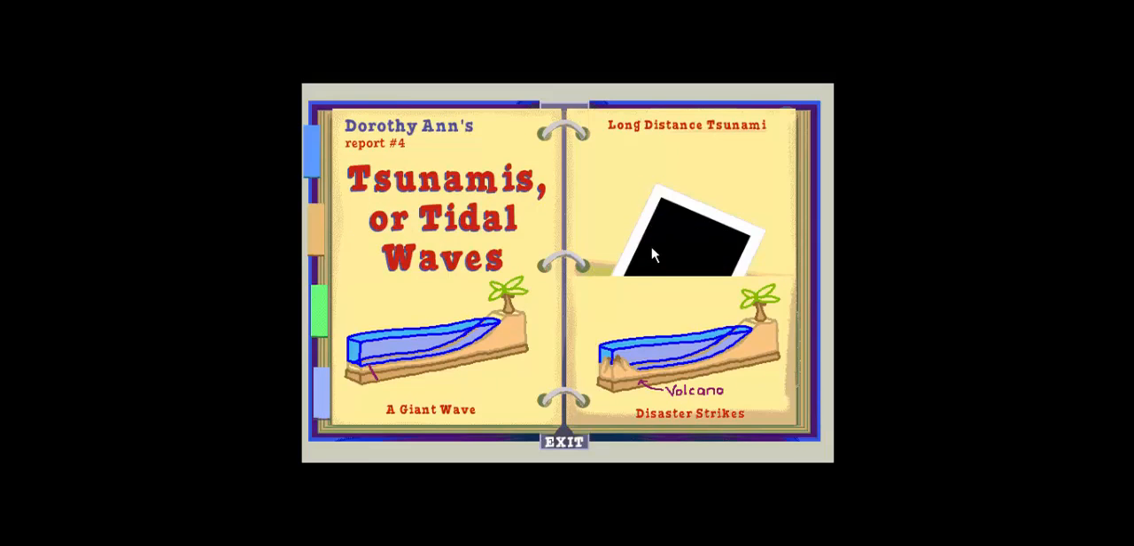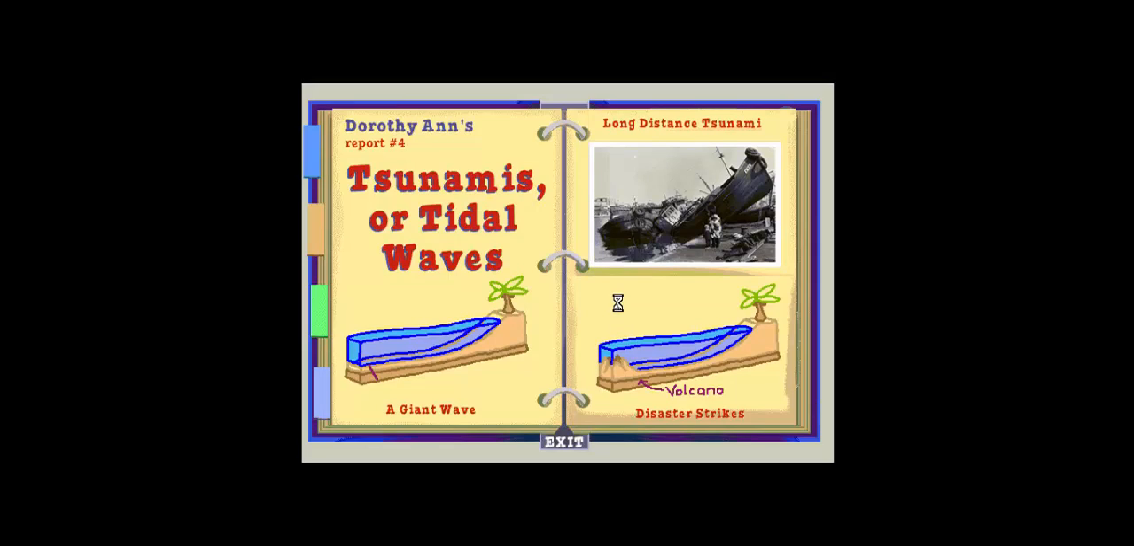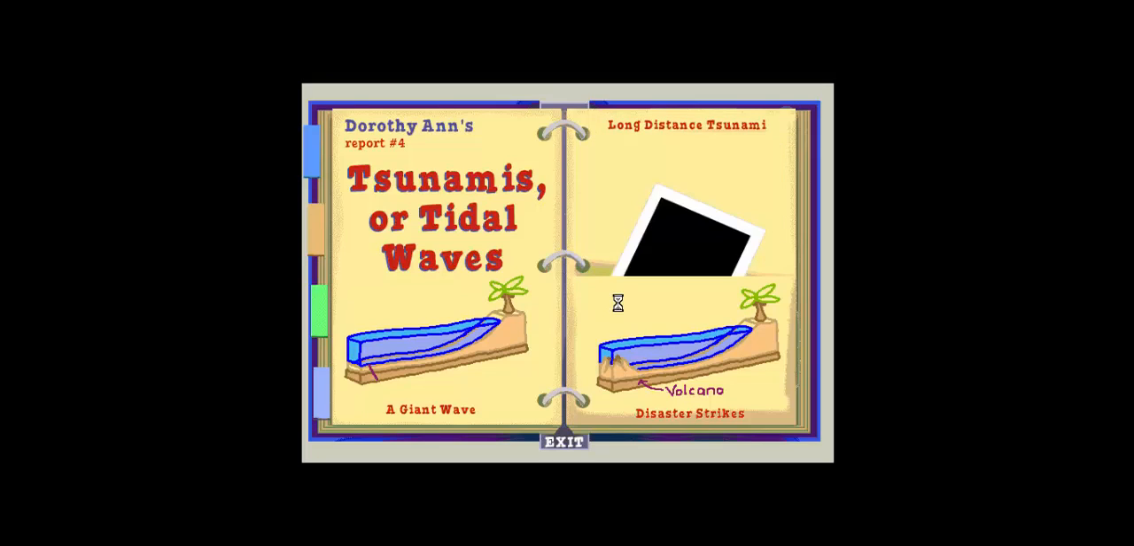Tsunamis, or tidal waves. Long-distance tsunami. In 1964, there was a huge earthquake in Alaska. Enormous tsunamis caused by the quake destroyed towns along the Alaskan coast. Because the oceans are so big, there is time to warn people before the tsunami can get across the ocean.